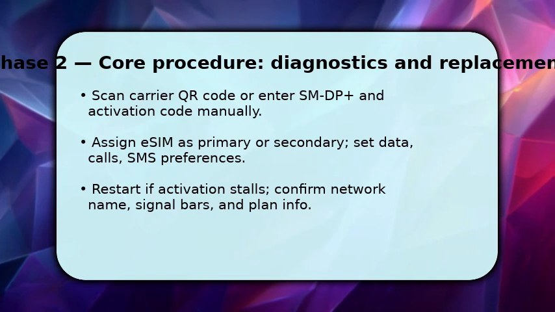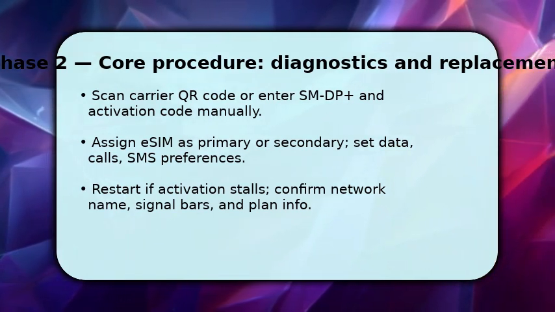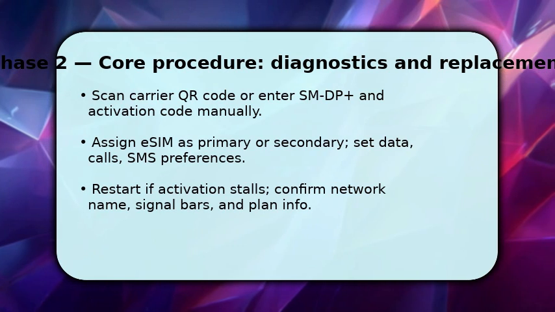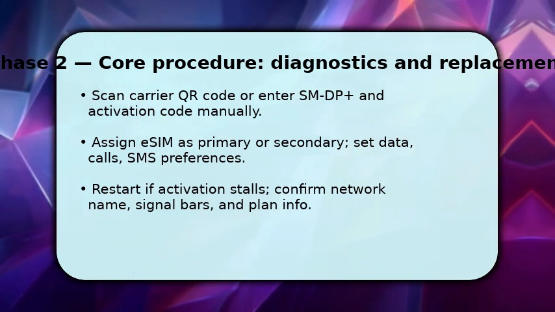You scan the QR or manually type the SMDP plus address and activation code. This downloads the operator profile, which is why accurate entry matters.